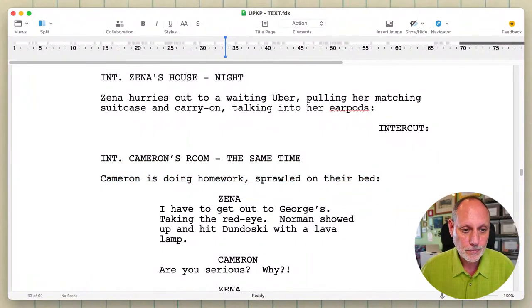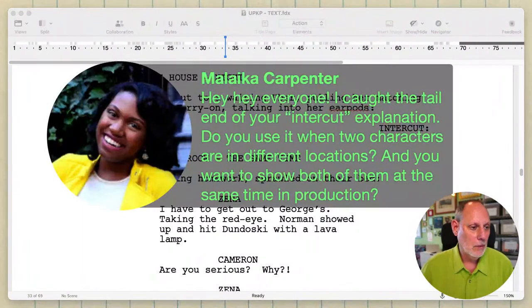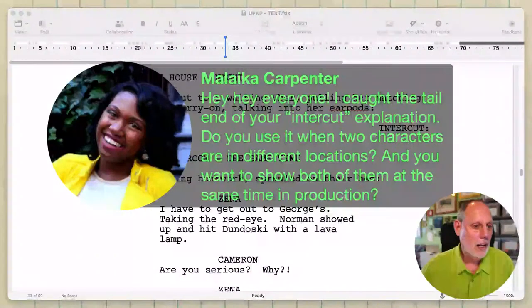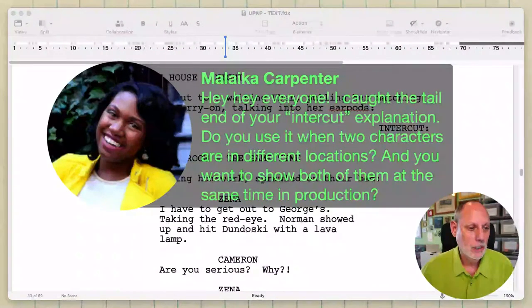Okay. All right. Hi, Malika. I caught the tail end of your intercut.